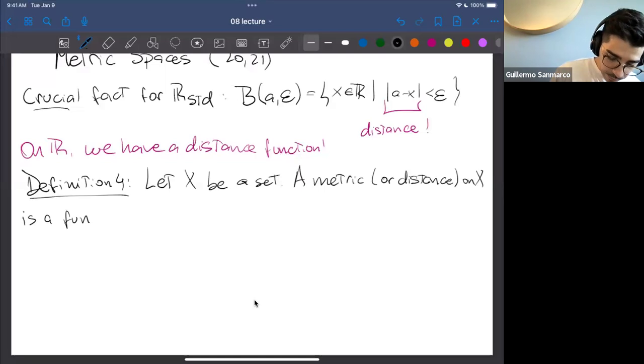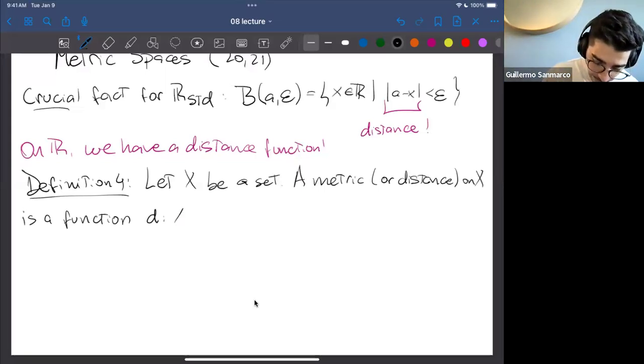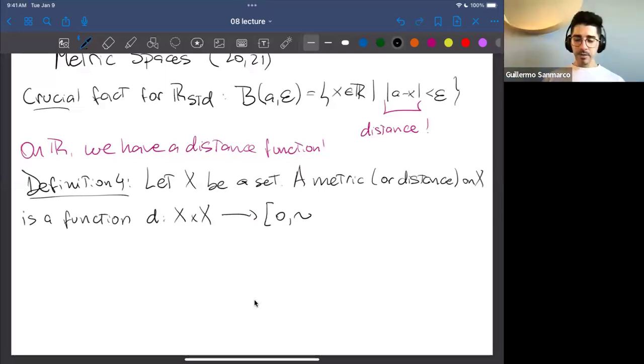If I'm going to compute distance between 2 points, well, I need a function with 2 variables. So let's call it d from X times X to, well, distance should be positive numbers. Could also be 0. So this is a natural codomain space for a distance function. But now we want this to have some properties. And we want 3 properties.